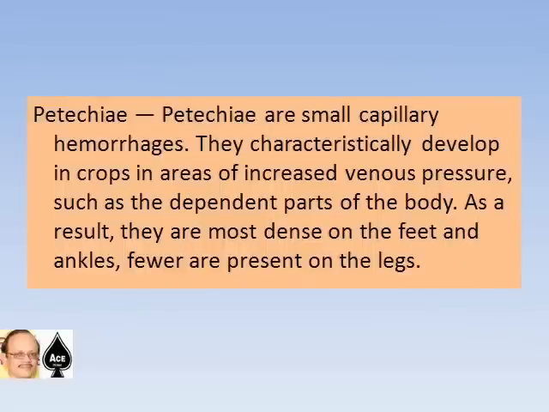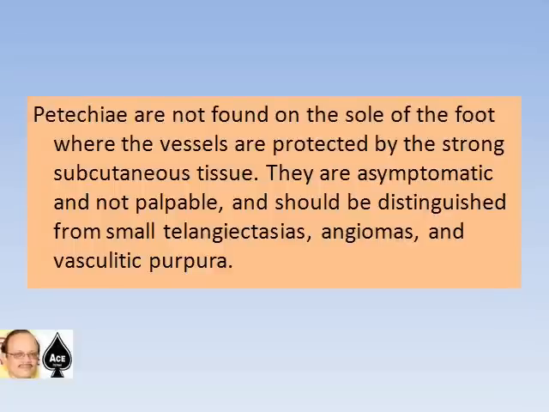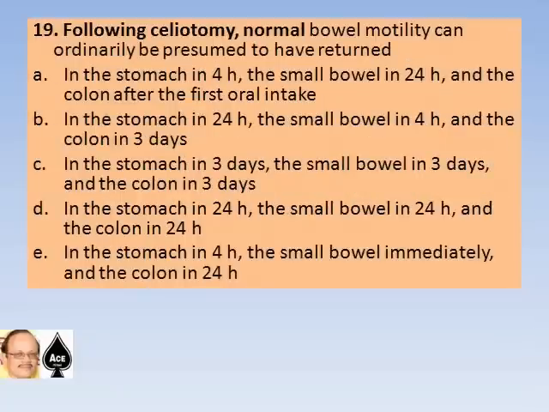Petechiae are small capillary hemorrhages. They characteristically develop in crops in areas of increased venous pressure, such as the dependent parts of the body. As a result, they are most dense on the feet and ankles, and fewer are present on the legs. Petechiae are not found on the sole of the foot, where the vessels are protected by the strong subcutaneous tissue. They are asymptomatic and not palpable, and should be distinguished from small telangiectasias, angiomas, and vasculitic purpura.